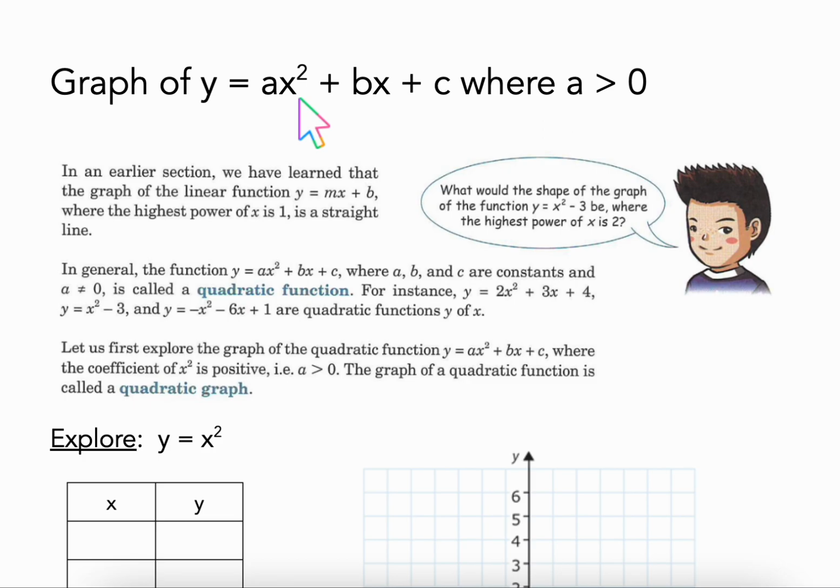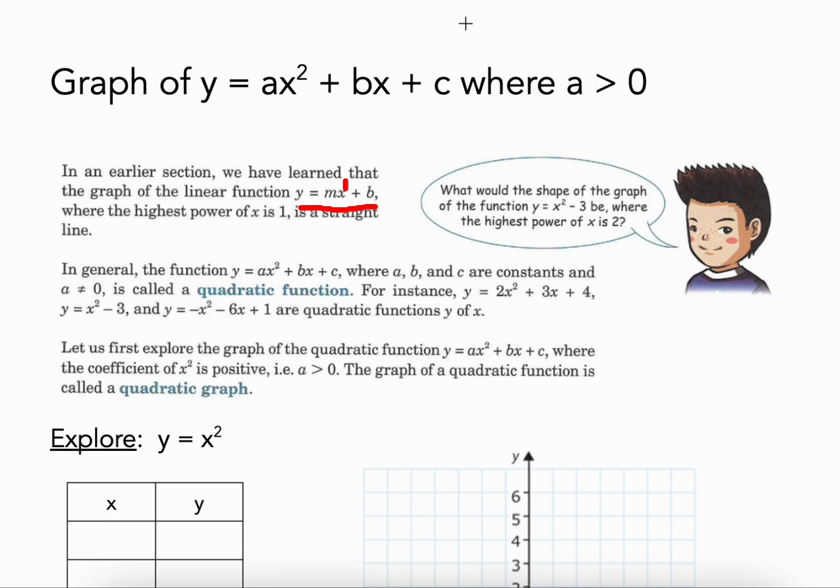Okay, so in our previous lesson, we learned about the graph of linear functions, which follow the format y equals mx plus b. So in that situation, we are going to create a straight line, and the highest power of x is 1, right? There's no squared there. X is to the power of 1, which disappears because we don't go around writing x to the power of 1. We just write x.